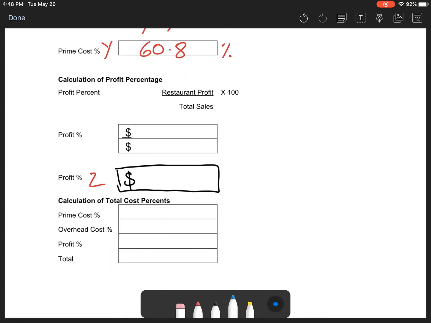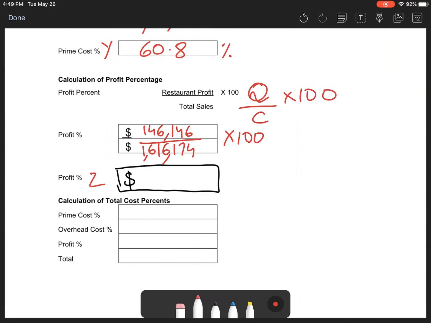Okay, so let's calculate our profit now. We know the profit from above. We had called it Q, and we divide by the total sales, which is C, and multiply by 100. So let's put the numbers in. The profit of 146,146 divided by your total sales, which is 1,616,174. Don't forget to multiply it by 100. We want a percentage. And when you do this calculation, you'll come to know that your business earned a profit of 9%.